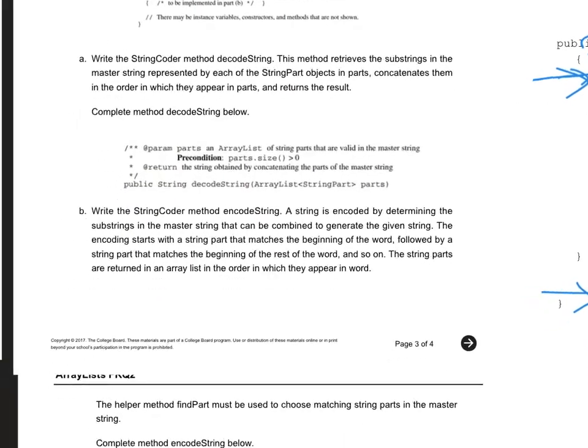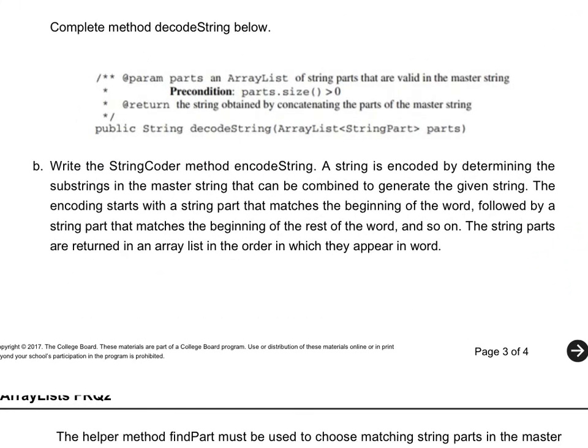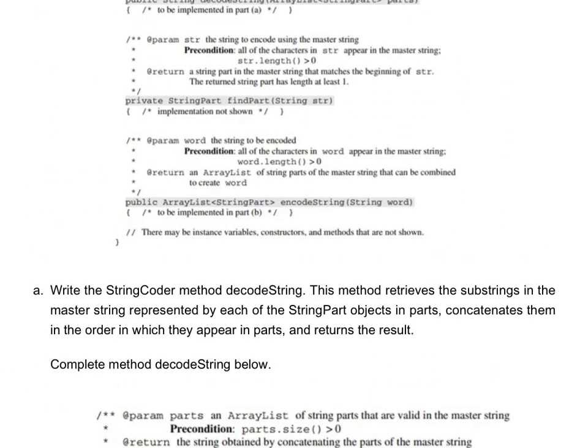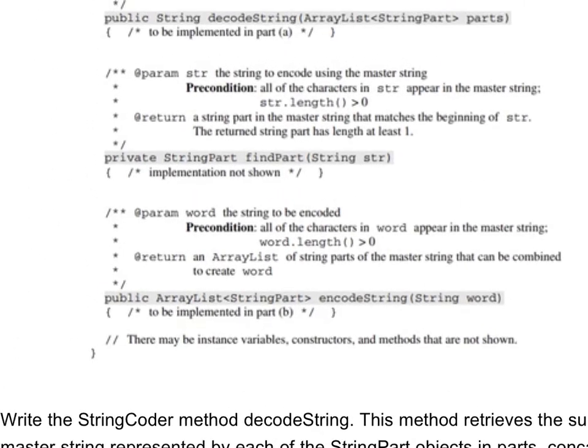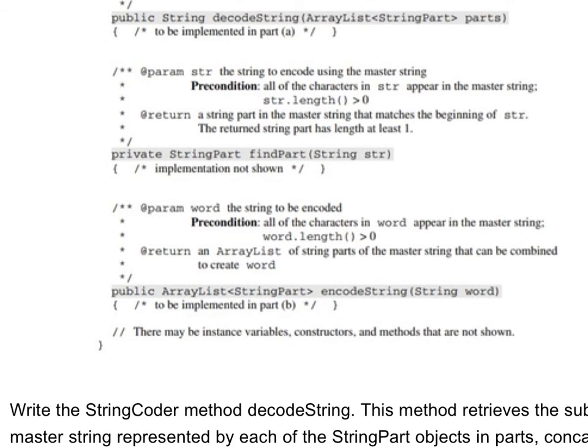So part B says write the string coder method, encode strings. So you actually have to encode them. So this is hard, and when I first read this, I actually did this whole problem without using the helper method find part, which is really, really hard. And I should have realized when I was doing that that it was too much. Okay, these are never that hard of a problem. They're difficult maybe with your brain, but they're never really a lot of code, unless they're basic, writing the class code.